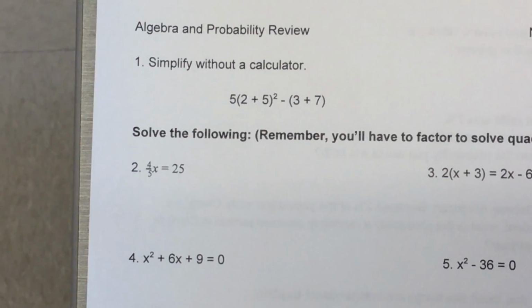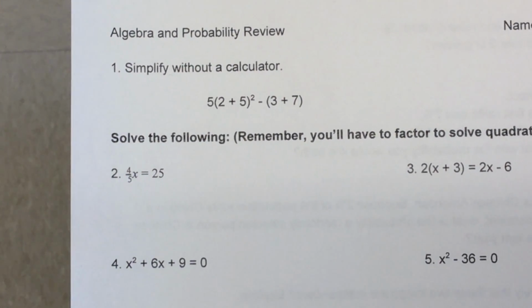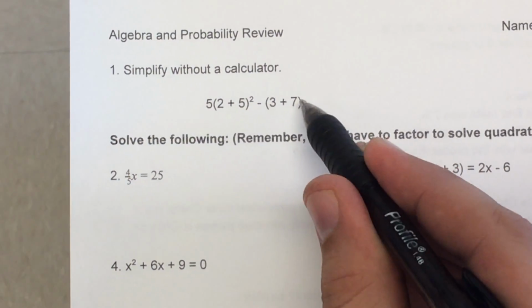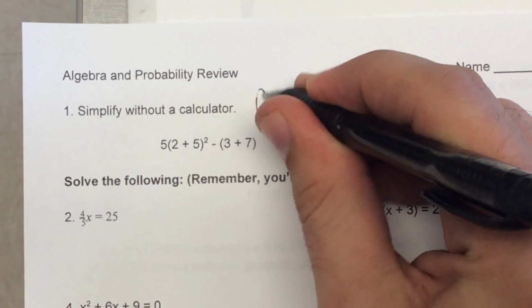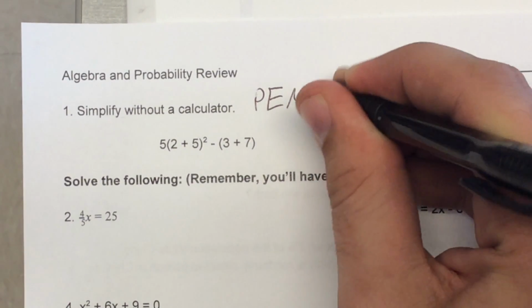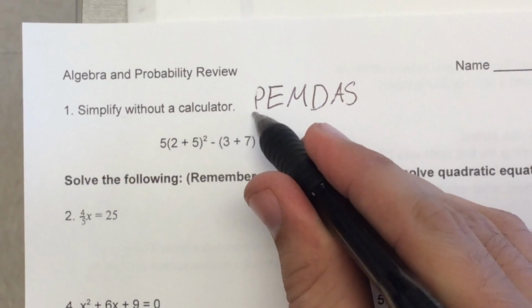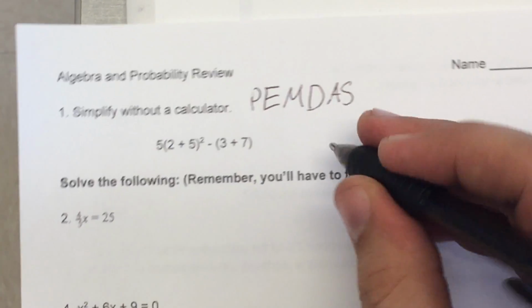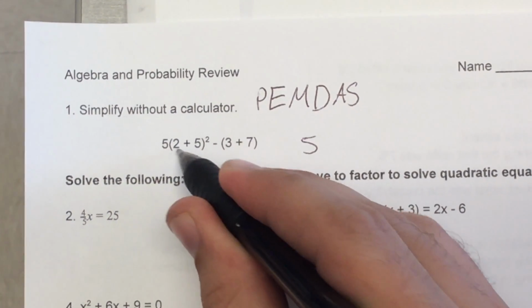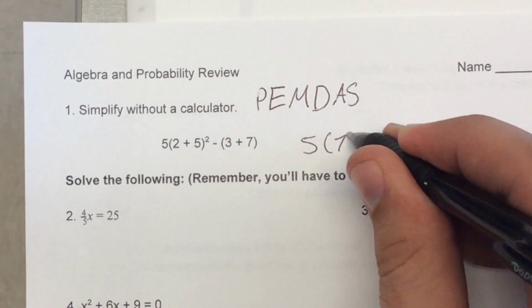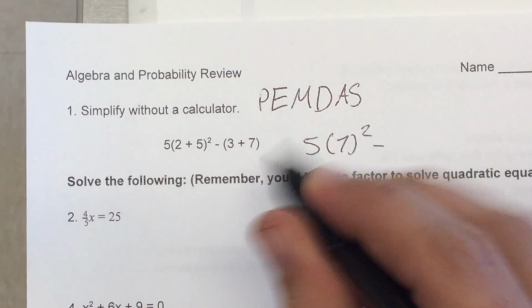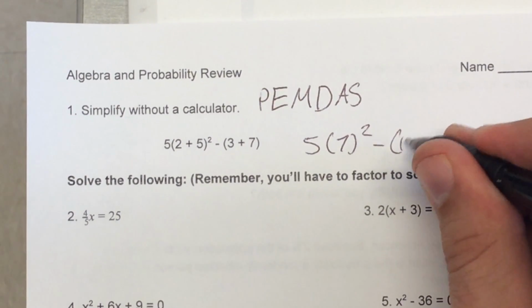All right, so we're going to do this review real quick. If you see an expression like this, remember the order of operations. We're going to start off by doing what's in the parentheses. So, for example, 2 plus 5 is 7. 3 plus 7 is 10.